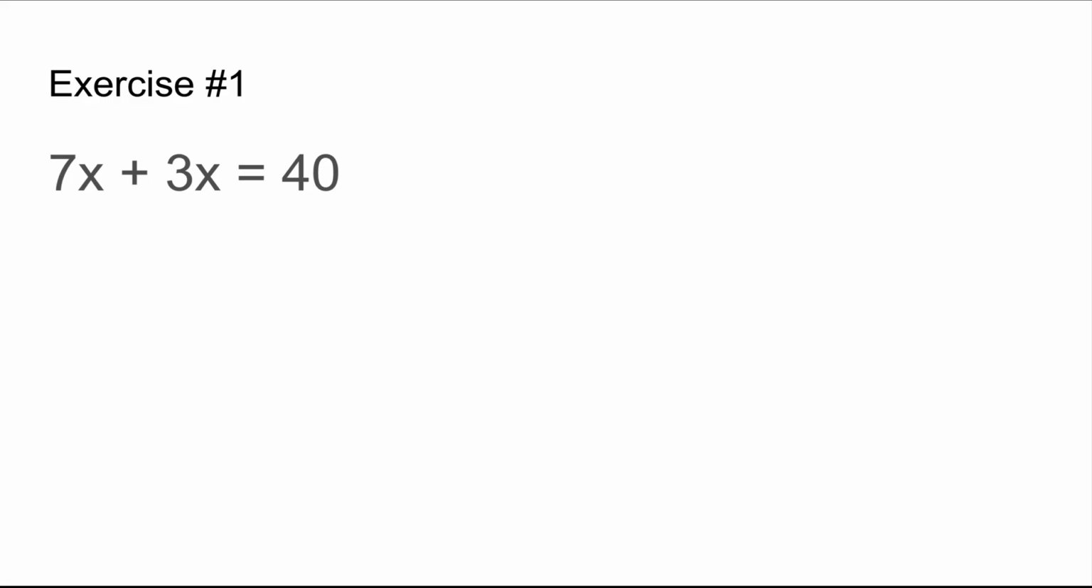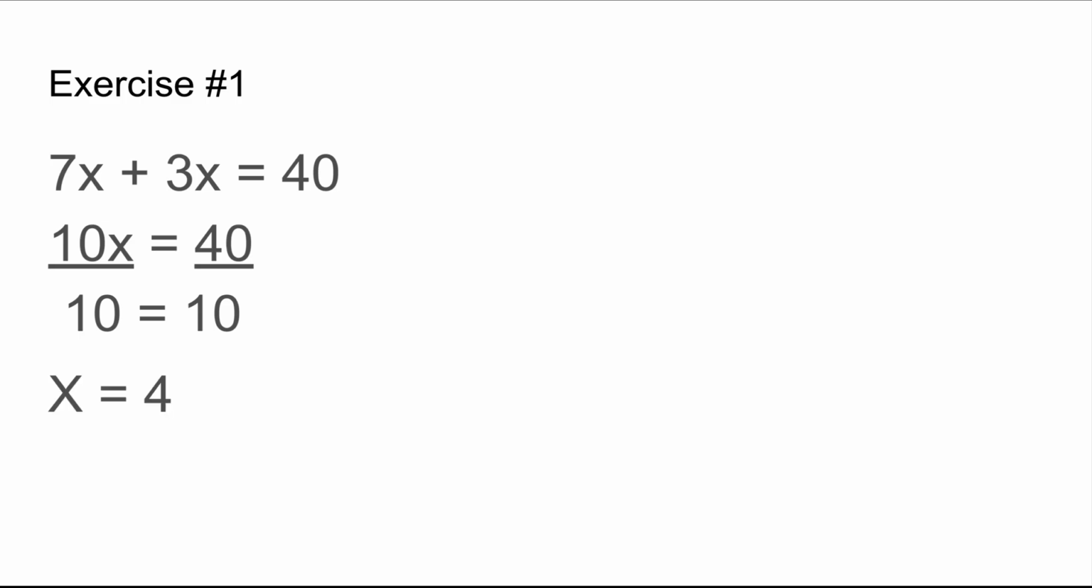Number 1 in our book. We'll start off simple. 7x plus 3x equals 40. Combine our like terms. Divide by 10 on both sides. X equals 4. And if you are a really great student, something I should see you doing is plugging your answer back into your simplified equation to check your answers.